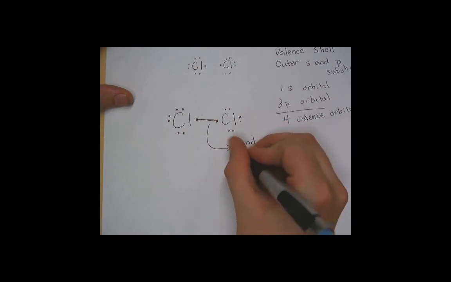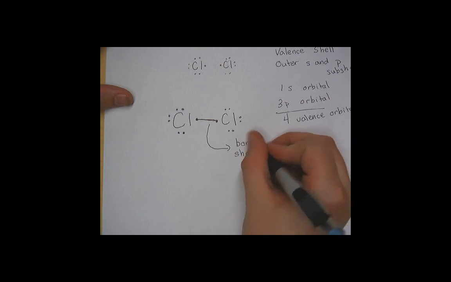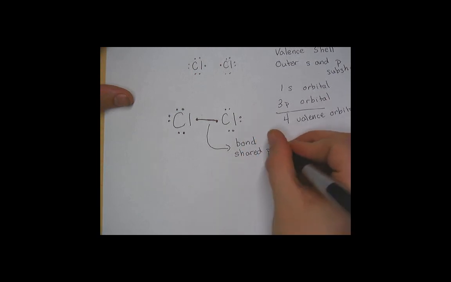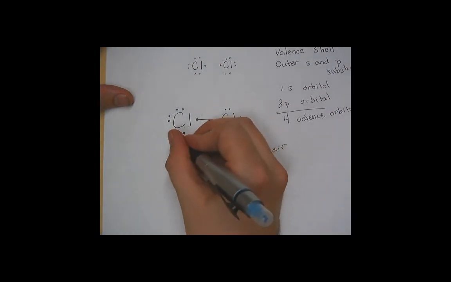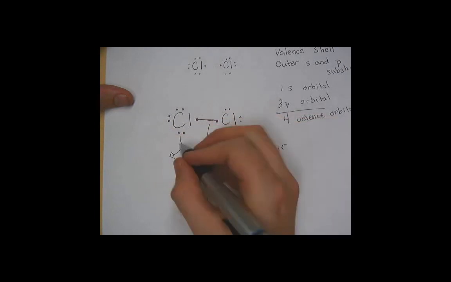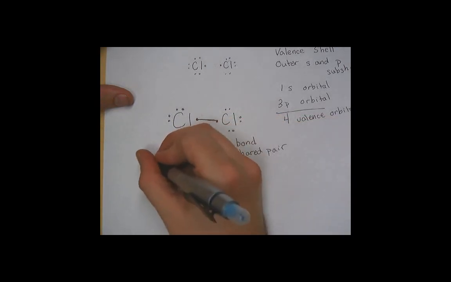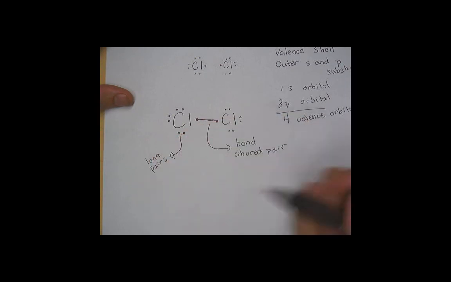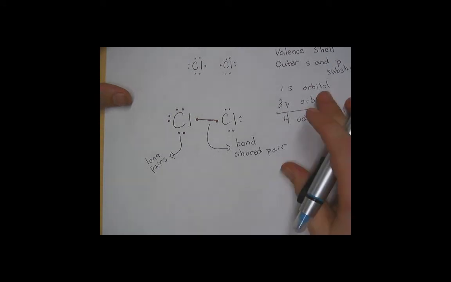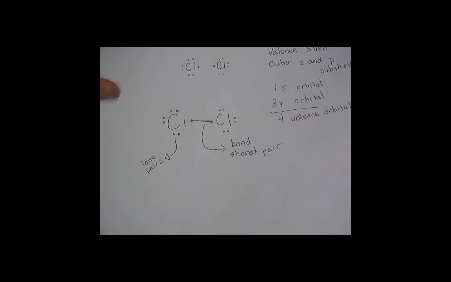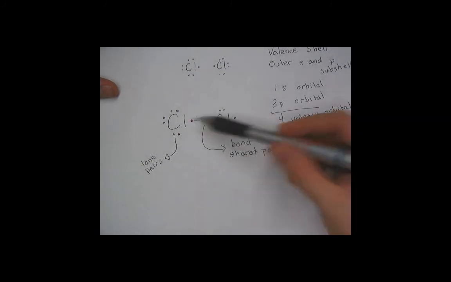Which we also sometimes call a shared pair. And then we have left over on specific atoms what we call lone pairs. Shared pairs and lone pairs are something we'll be revisiting in future lectures, so don't forget them. So it should be pretty obvious to see that 2 chlorine atoms are going to form a single bond with each other in order to satisfy their octet rule.